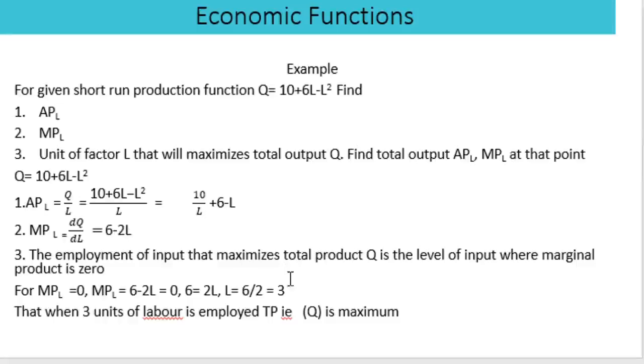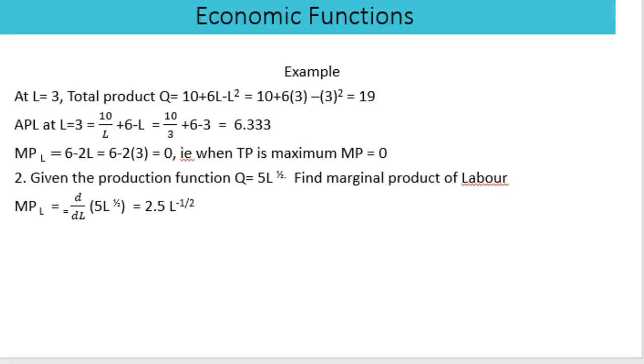The employment of input that maximizes total product is the level of input where marginal product is 0. That is, when marginal product of labor equal to 0, total product will be the maximum. That is, marginal product is given as 6 minus 2L equal to 0. That is 6 equal to 2L, L equal to 3. When labor equal to 3, the total product will be maximized. Then the value of total product, substituting L equal to 3 into the total output, will equal 19.